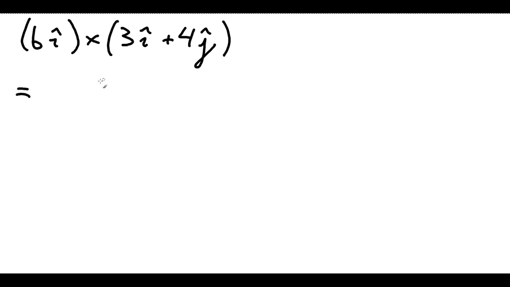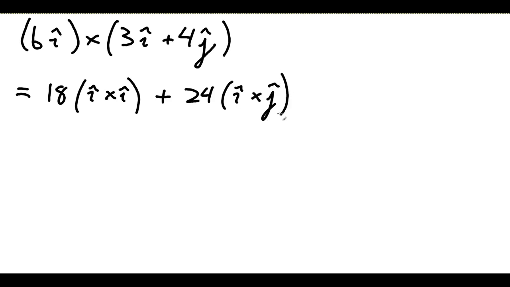And using the algebraic properties, we have 6 times 3 is 18, times i cross i, plus 6 times 4 is 24, times i cross j. Now, i cross i, any vector crossed with itself, or more broadly, the cross product of any two parallel vectors, is the zero vector, because the angle between them is 0. So if you think of the geometric characterization, we have sine of 0 is 0. If you think of the other geometric characterization in terms of the area of a parallelogram, the two vectors i and i would define a degenerate parallelogram. There is no area contained in that. The area is 0. You get the idea there.